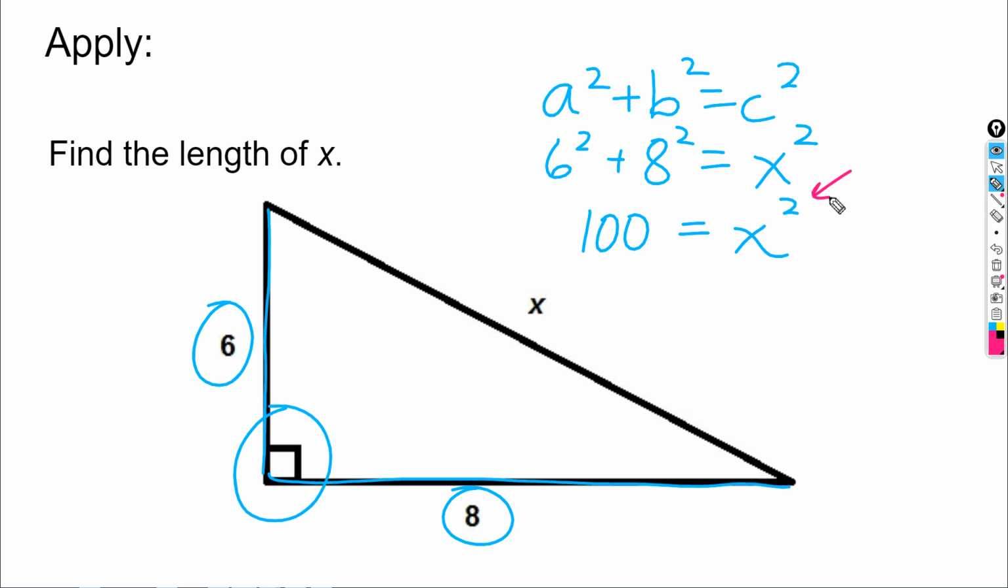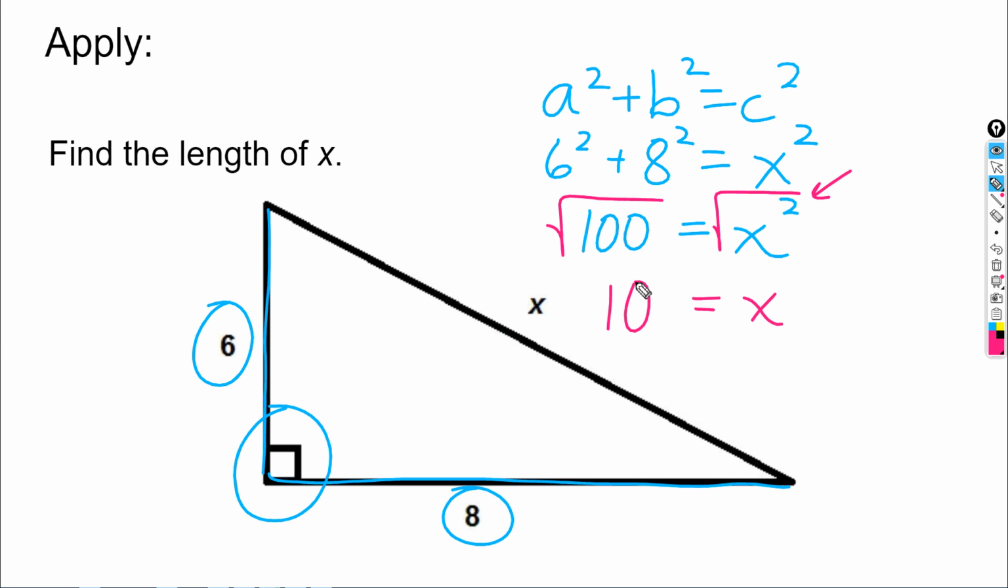So we can either take it to the power of 1/2, which would cancel it out, or we can square root, which is probably what most people would do in this case. The square and the square root cancel out, so we're left with just x as our answer. Our variable's all alone now, and then the square root of 100 is 10.